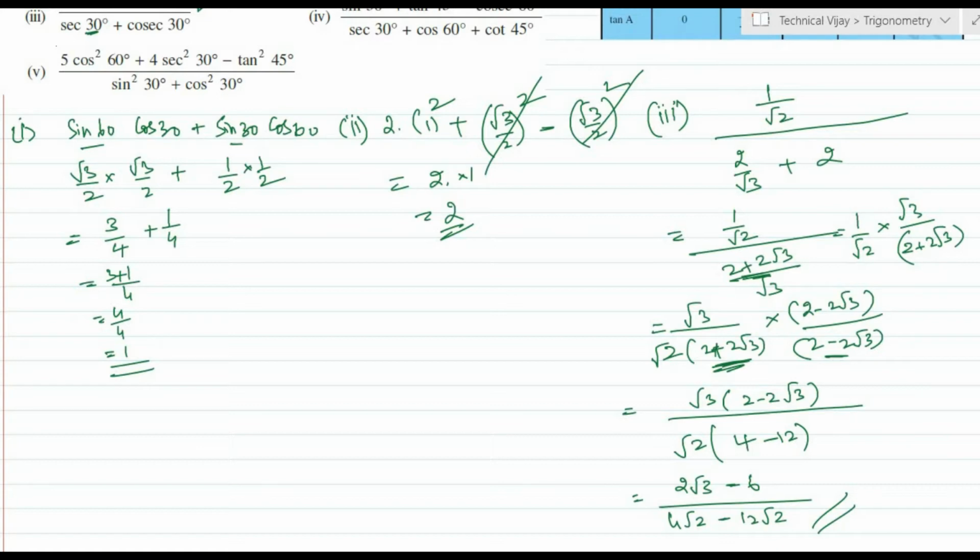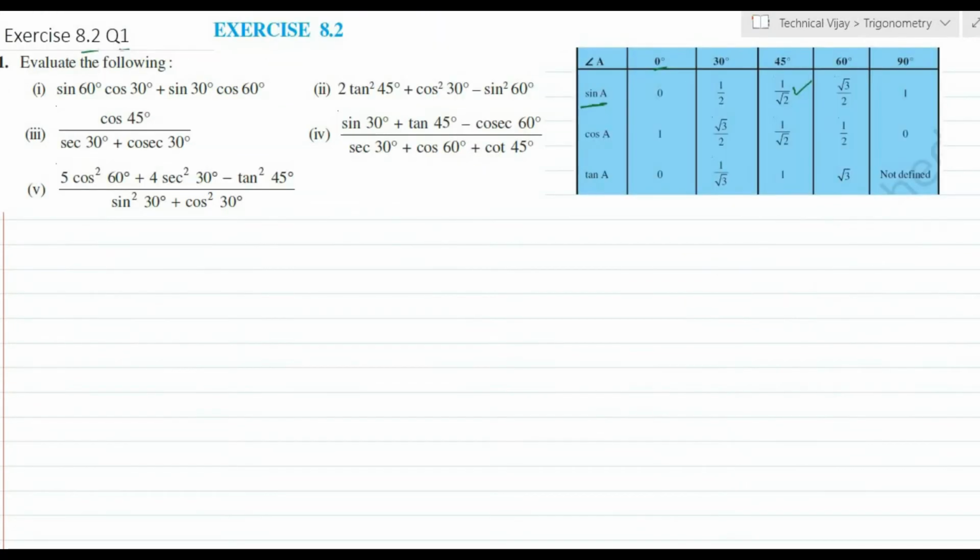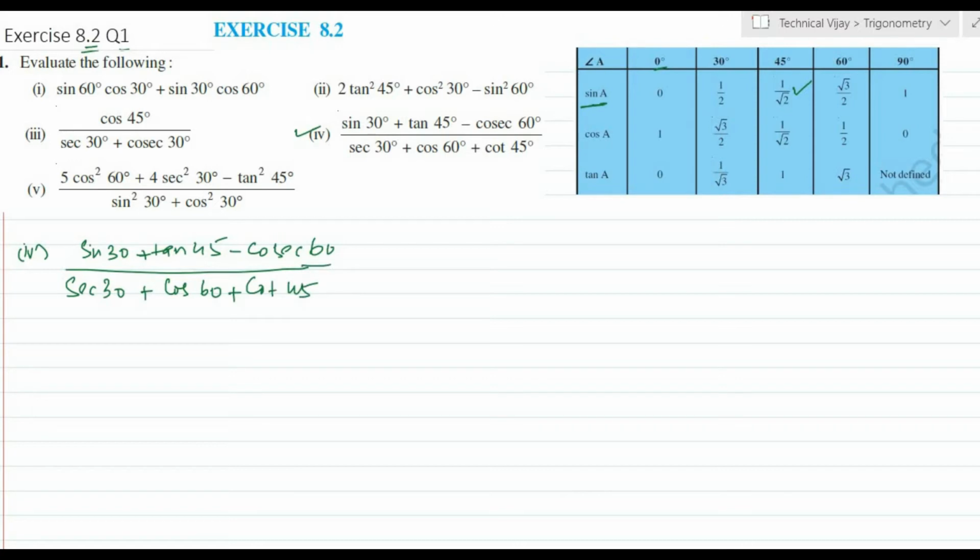Okay. So now we will go for the fourth one. Exercise 8.2, question number 1, the fourth option we'll see. So here the fourth option: sin 30 plus tan 45 minus cosecant 60, whole divided by secant 30 plus cos 60 plus cot 45. The values we will substitute.